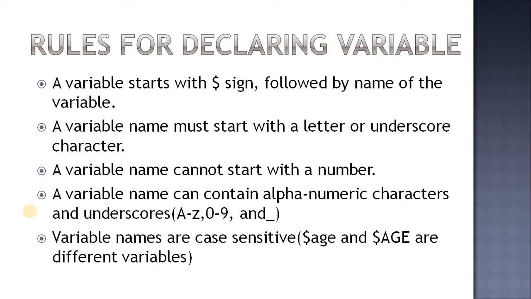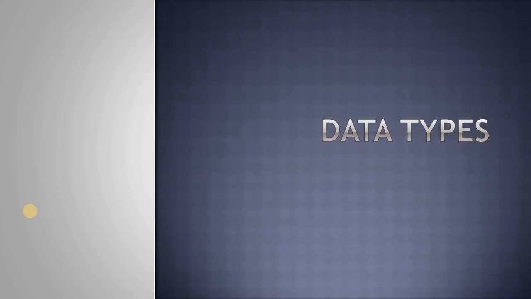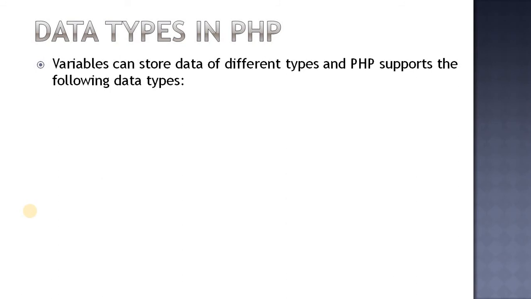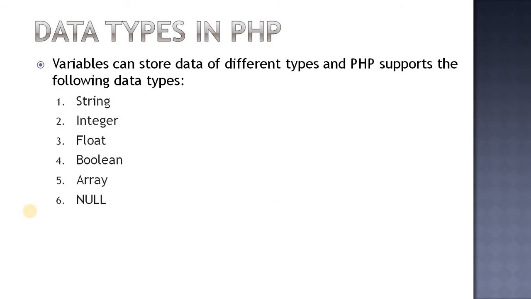Let us see the different data types. Variables can store data of different types. PHP supports the following data types. First one, string. Second, integer. Third one, float. Fourth one, boolean. And fifth, array. Sixth one, null. So these are the different data types which are supported by PHP.